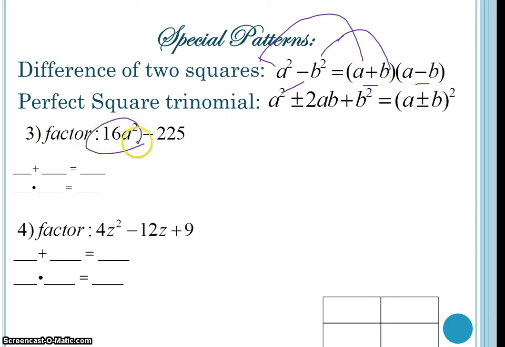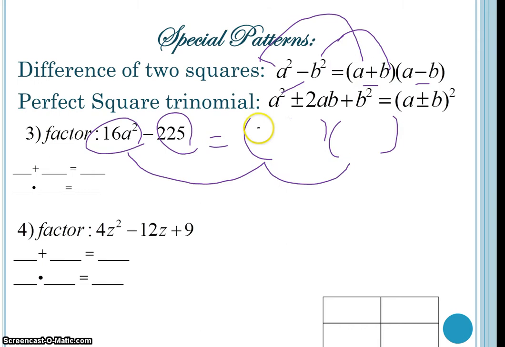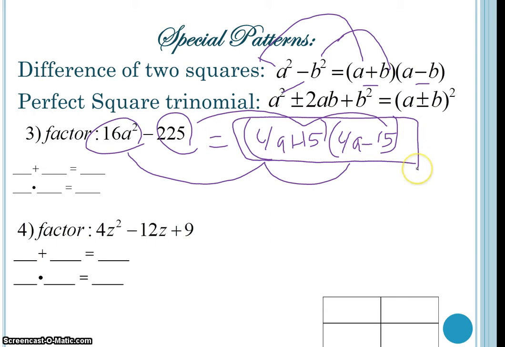So I notice this is a perfect square, and that's a perfect square, and it's a difference of perfect squares. So it factors. You take the square root of your 16a squared, and that is your first term, which is 4a. And you make one plus and one minus. And you take the square root of your 225, and that's your last number, and the square root of 225 is 15. So it becomes 4a plus 15 and 4a minus 15.